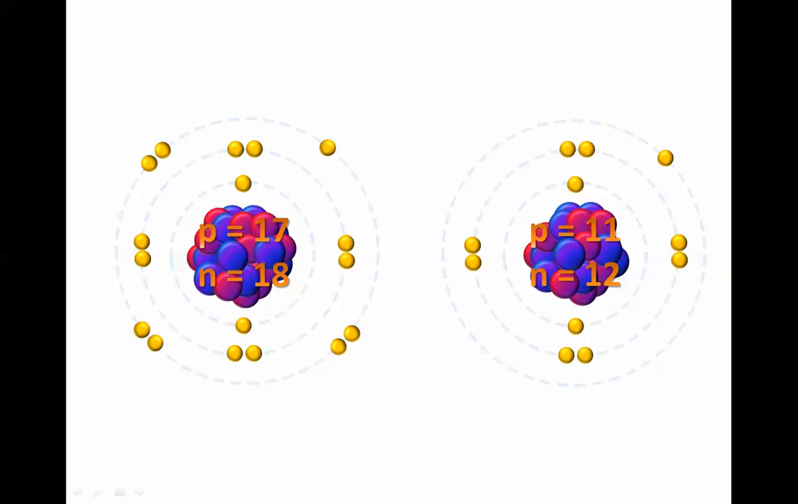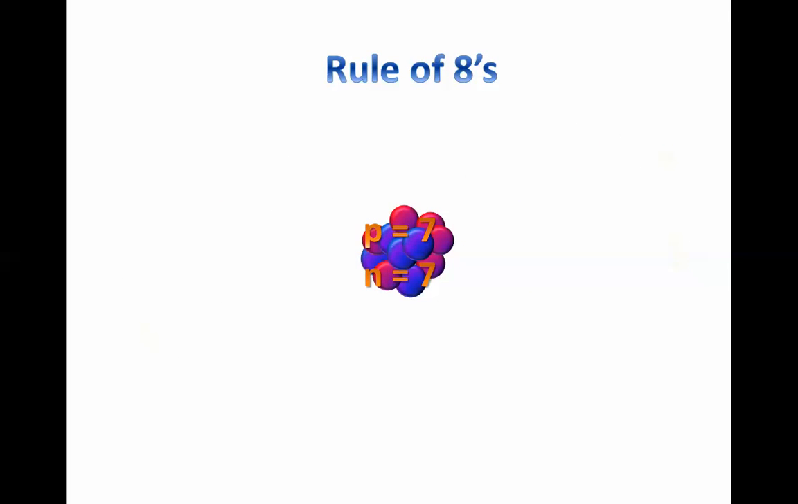Now, you probably noticed as we went through and counted the electrons that they're not just randomly arranged in the shells, but there seems to be some sort of order. That order is referred to as the octet rule or the rule of eights.